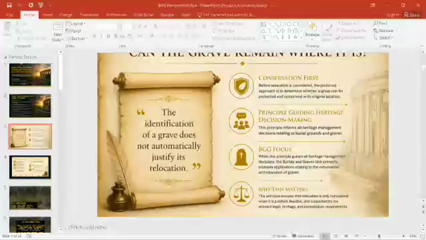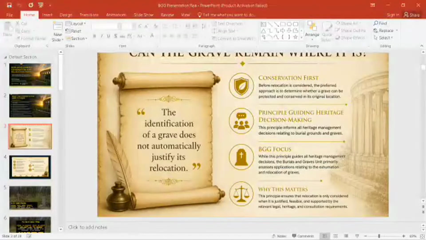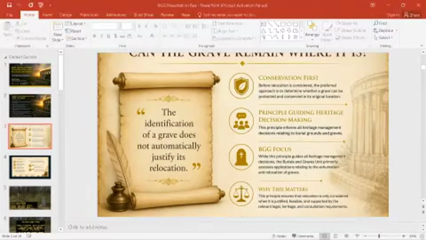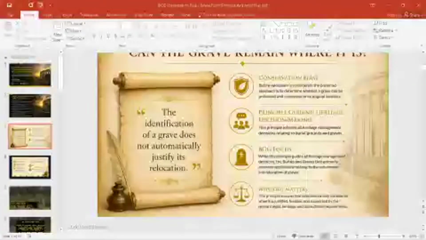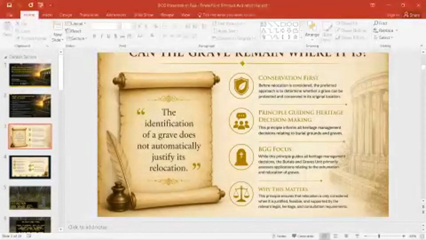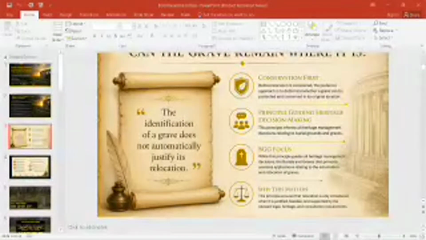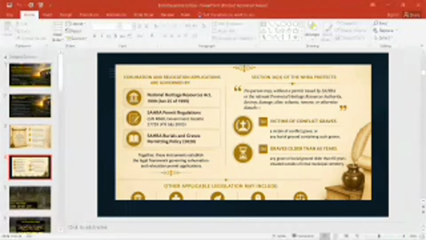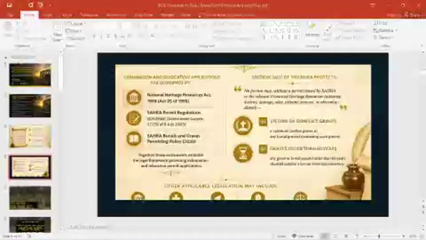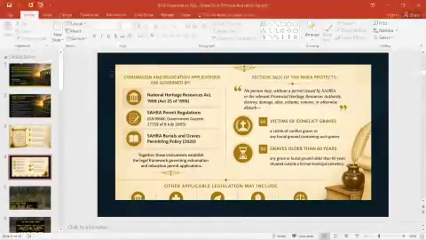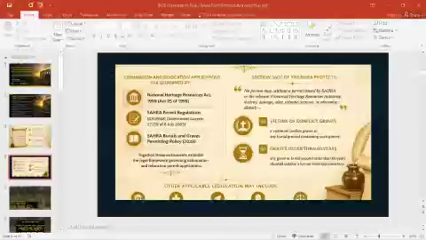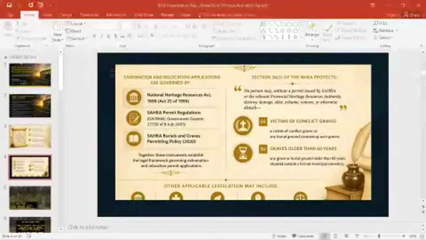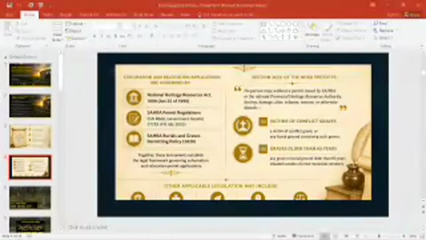the work of units is most commonly applications involving exhumation and relocation of graves. As such, this presentation will be focusing on legislative and procedural requirements associated with applications. As you can see on the screen, I have included the framework that we use within our unit in terms of exhumations and relocations. The NARA is one. We also have SARA permit regulations. We have SARA burial grounds and graves permitting policies. Together, these instruments establish the procedures and requirements for exhumation and relocation permit applications.